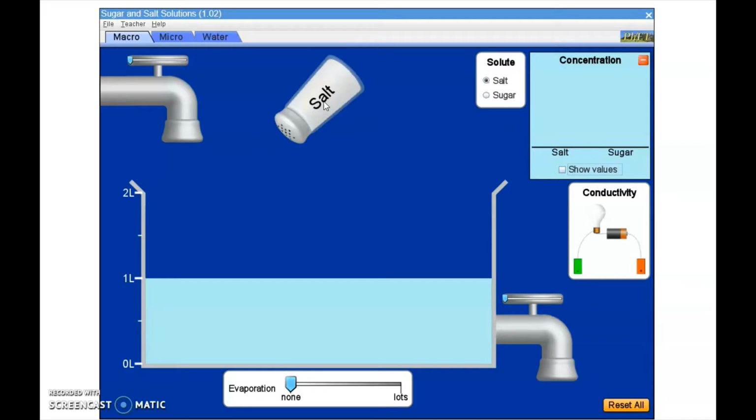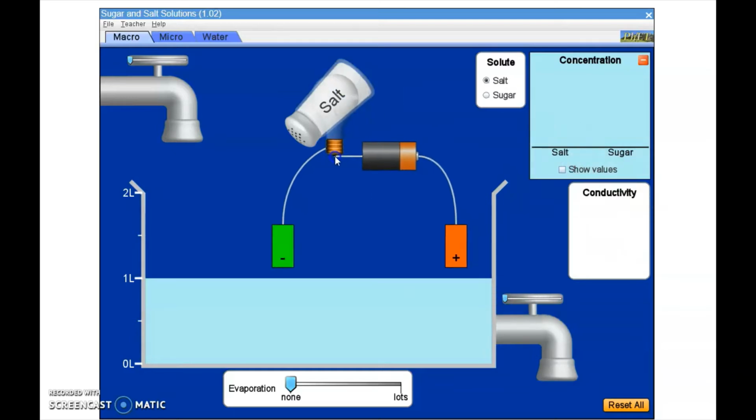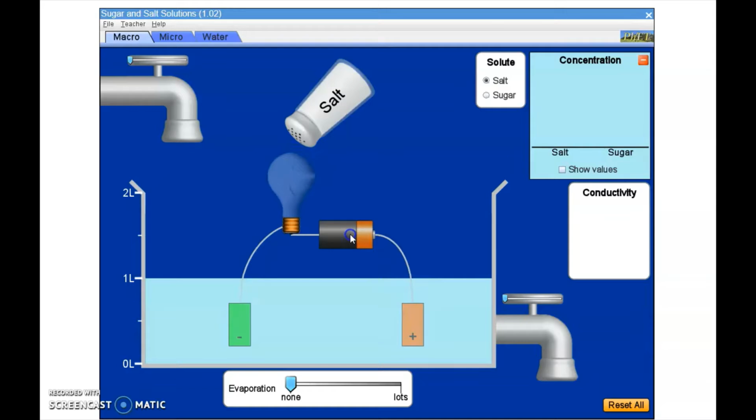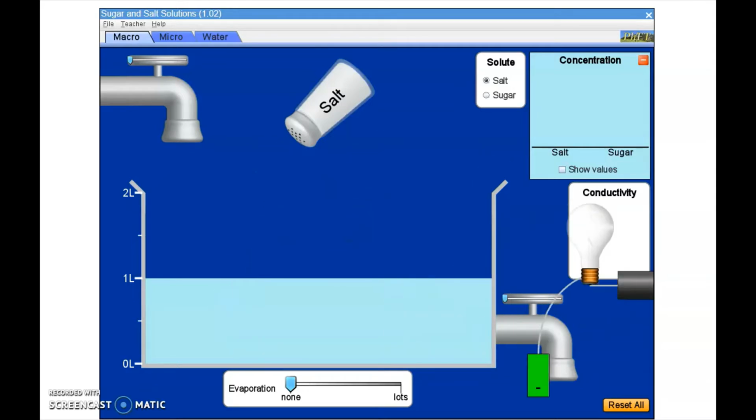So let me look at this, and we'll shake some salt. Well, first, before we shake the salt in, let's check the conductivity. This is a conductivity meter. It's got a positive over here, an anode over here, and a battery. So if this solution will carry charges, the light bulb will come on. The current will move through the water and then up and through the light bulb. So no conductivity here in pure water.